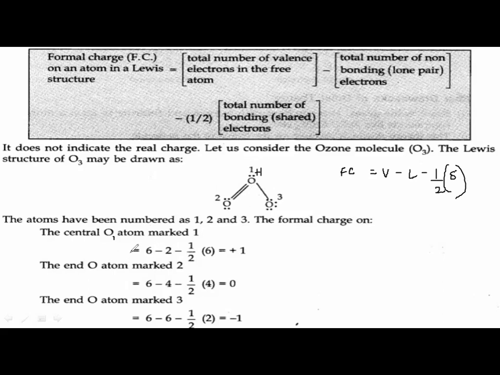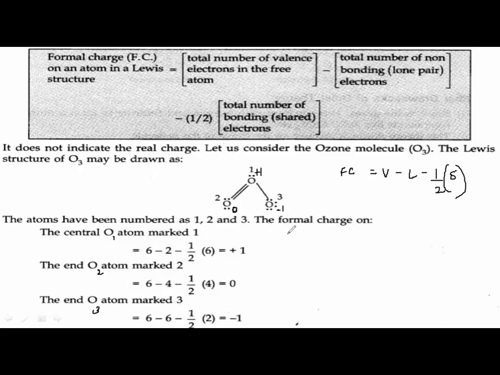Plus 1. Next, the end oxygen atom marked 2. The valence electrons are 6, minus non-bonded electrons, 4, minus half into 4 shared electrons, which is 2. 6 minus 4 is 2, 2 minus 2 is 0. So this is carrying 0 charge. The third oxygen atom: 6 minus 6 non-bonded electrons, minus half into 2 bonded electrons, which is 1. 6 minus 6 is 0, and 0 minus 1 is minus 1. So this is carrying minus 1 charge.